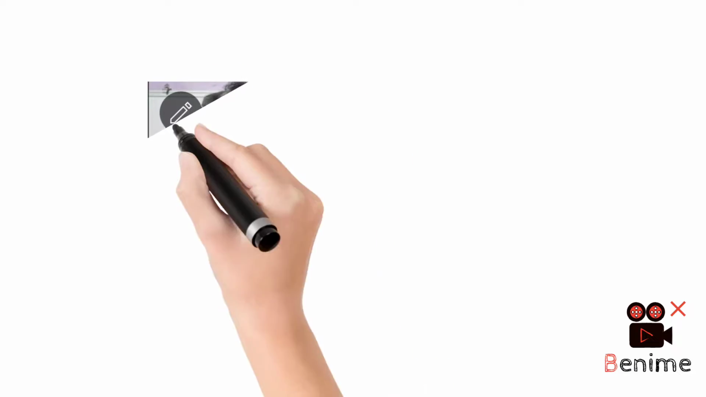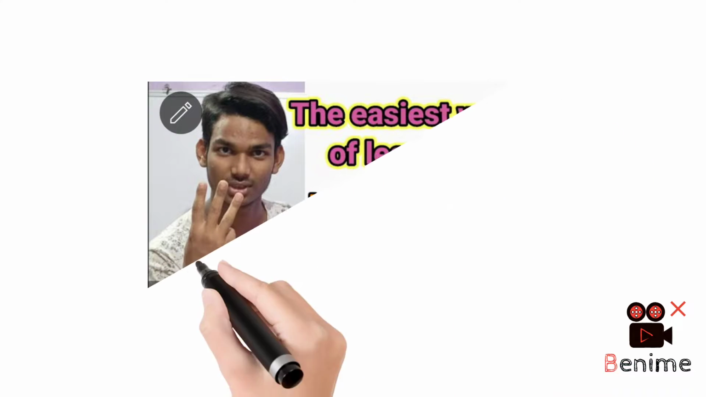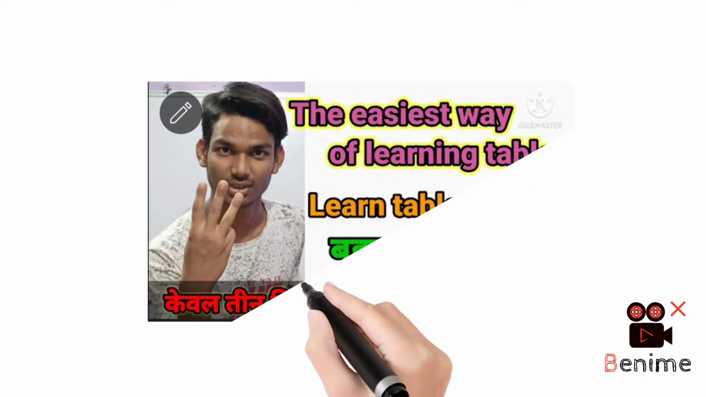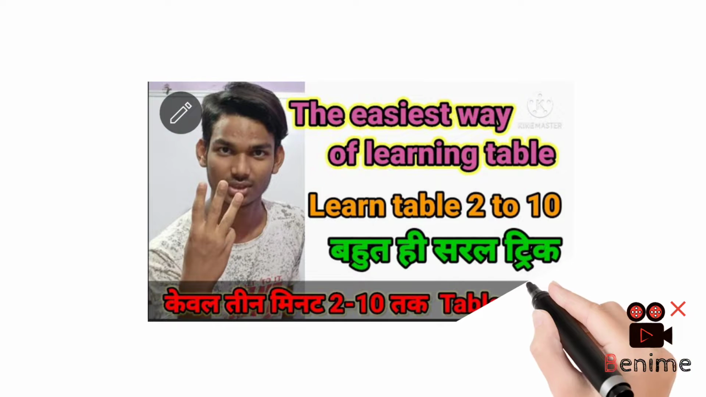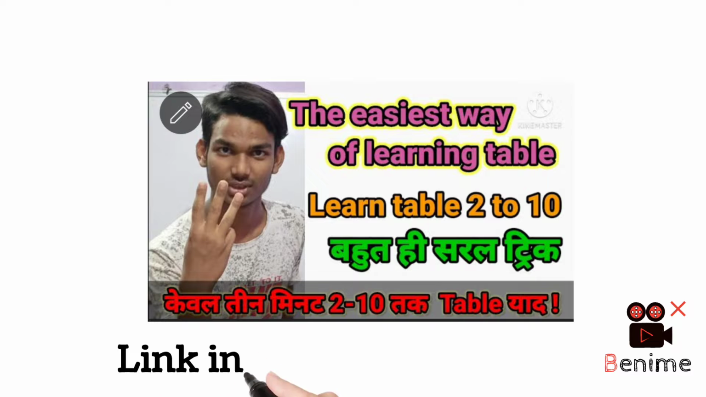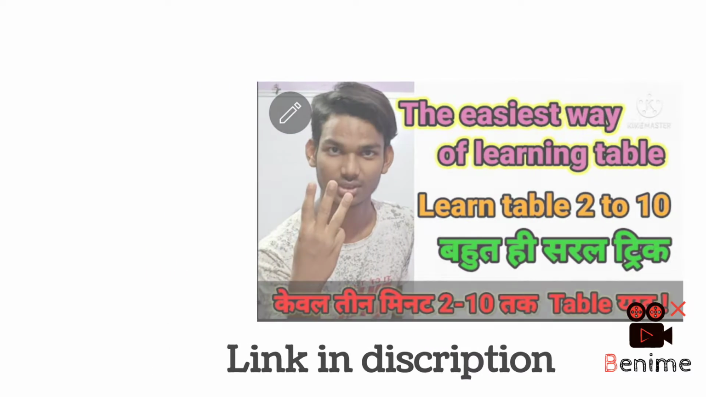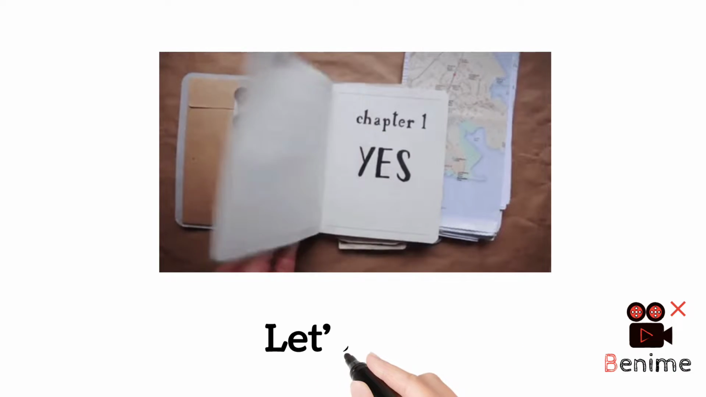If you want to see table from 2 to 10, you can watch this other video. In that video, the easiest way of learning table is given. You can easily learn this table within 5 to 10 minutes. The link of this video is in the description, so you can watch it. So let's begin table from 6 to 10.